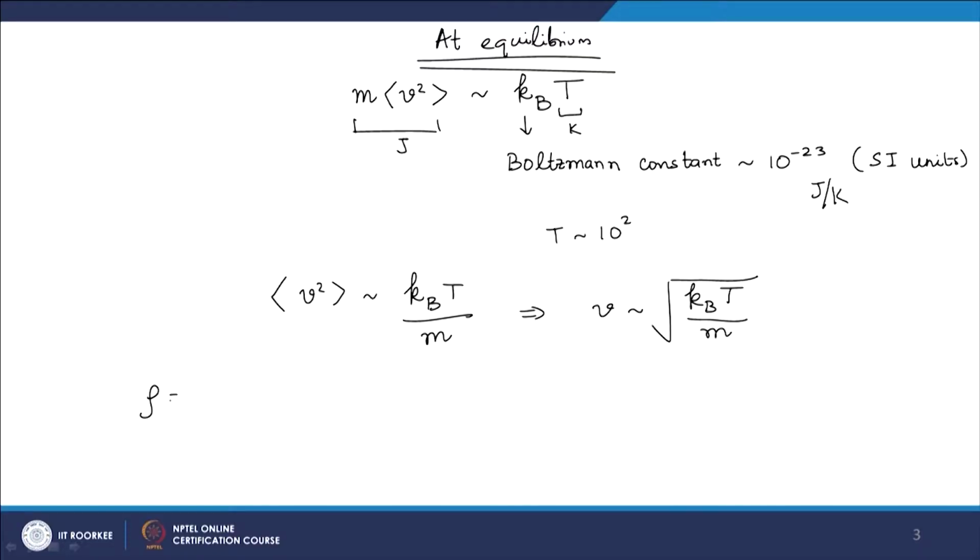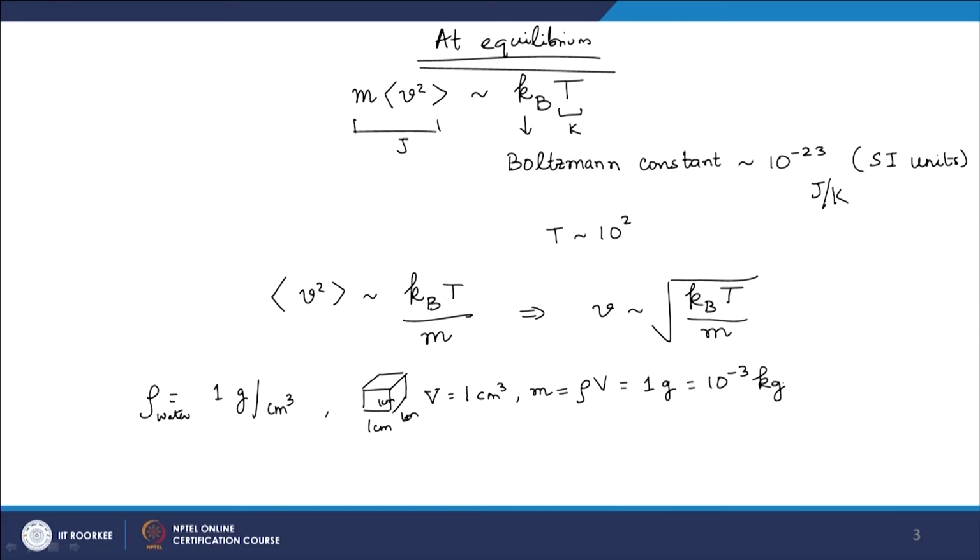And now let us try plugging in numbers here and try to see how much this velocity is for particles or molecules of different size. So, let us say we know that the density of water is 1 gram per centimeter cubed, and so if I have a cubic block of 1 centimeter in each direction, it will have a volume of 1 centimeter cube, and therefore, a mass of 1 gram, that is 10 to the power minus 3 kg in SI units.